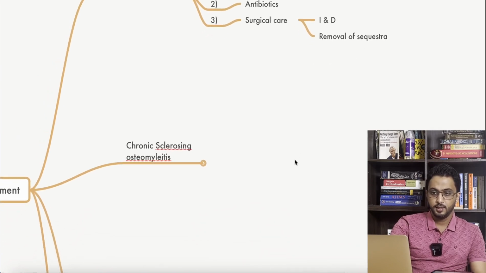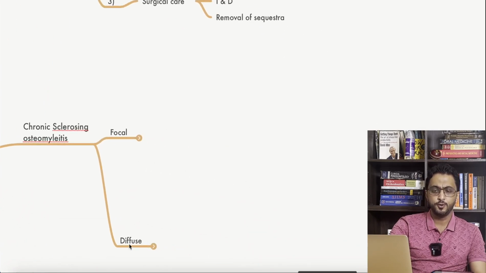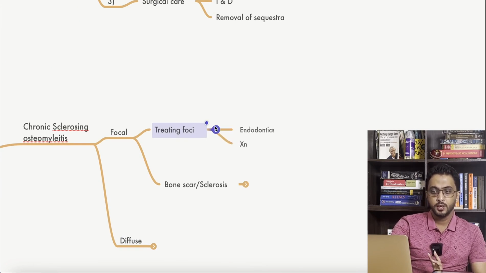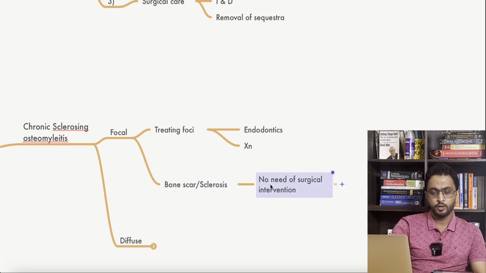Basically simple. Now chronic focal and chronic diffuse. Diffuse is very elaborate, you can't do surgical, but focal, if you want, you can go for surgical. Basically treat the foci. Again, it's a carious lesion, so do either root canal or extract the teeth. Sclerosis, basically you don't need to do anything. No need of surgical intervention, but if you need it, you can go for it.